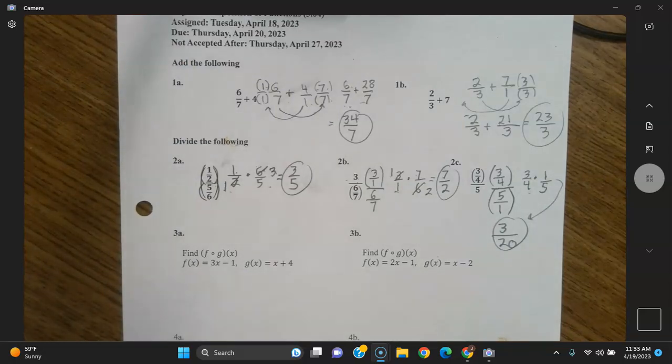Okay, remember, try to pause these and do them before I do them. Okay, if it's just copying, you're not going to learn. You're not going to be able to do it on the test.